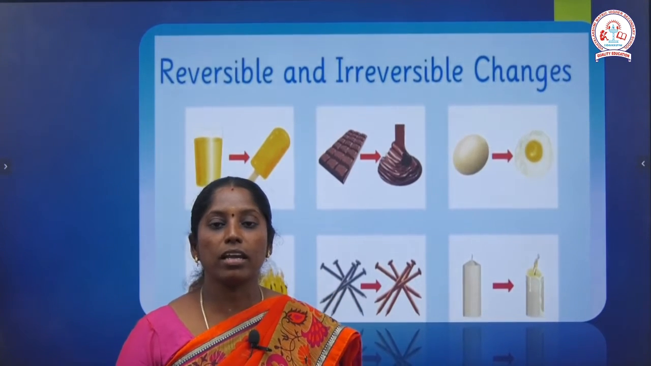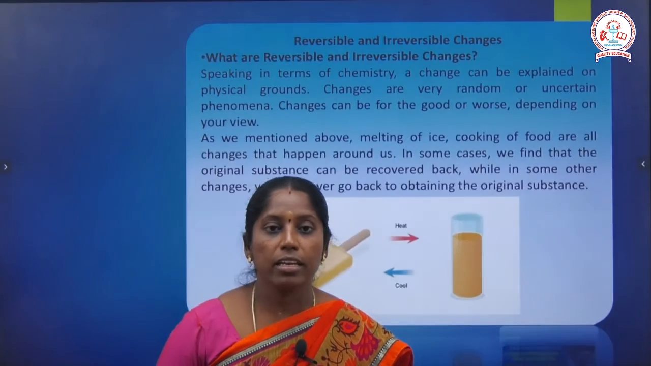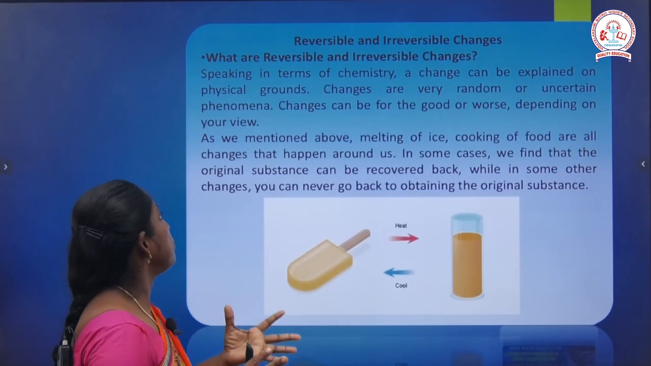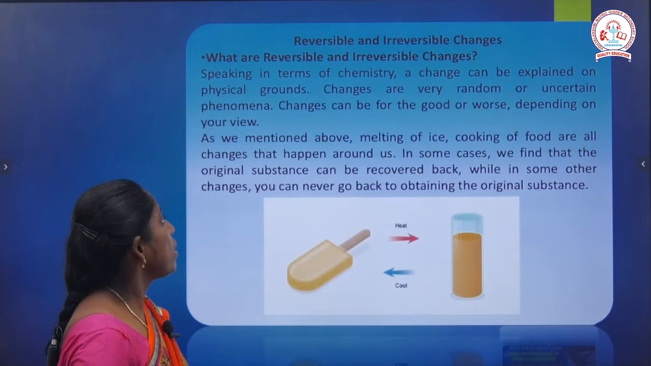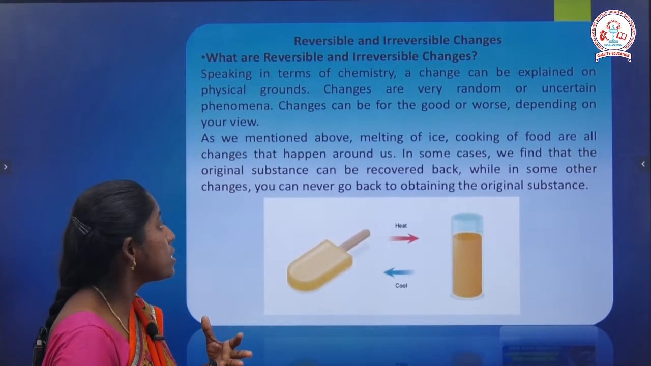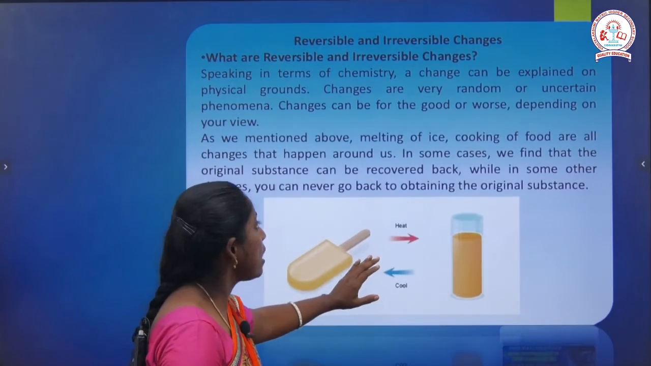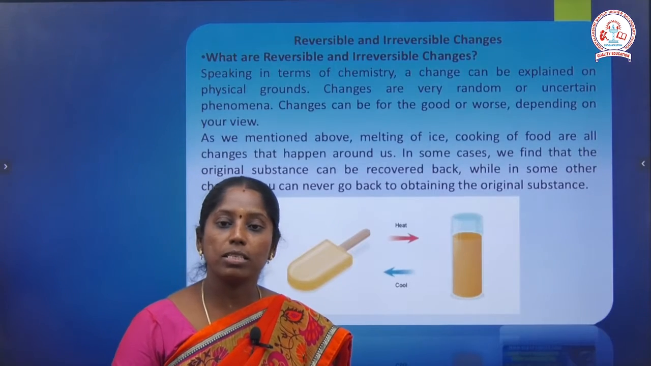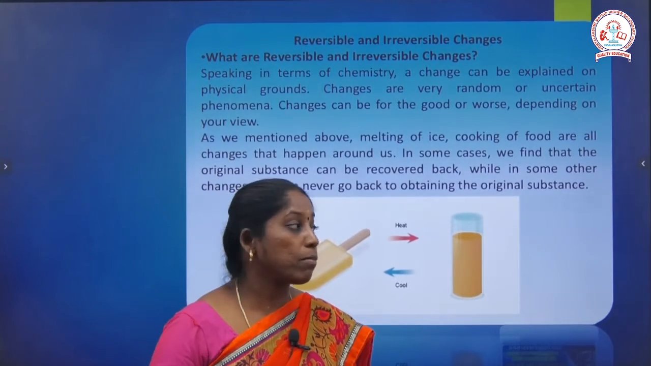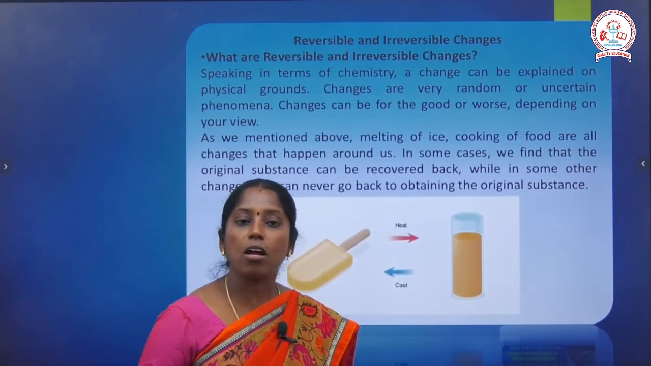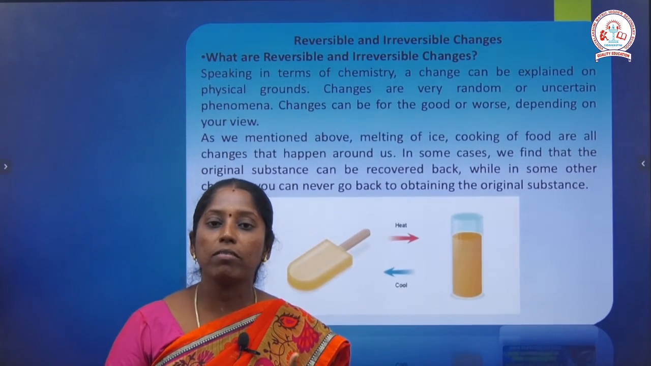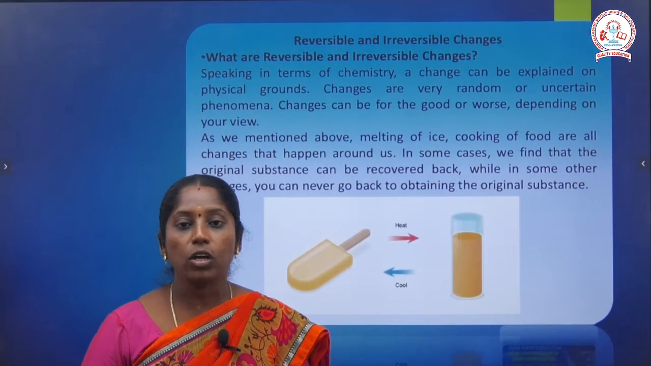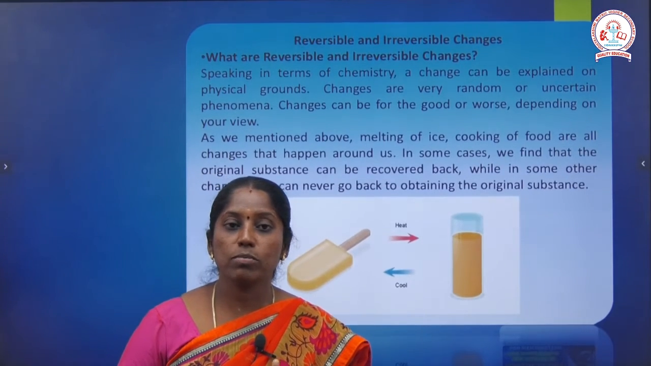These are the examples of reversible and irreversible changes. Then next, what is the meaning of reversible and irreversible changes, children? Changes are random and uncertain phenomena, and changes can be for the worse. We can mention many examples of reversible change. Melting of ice: what kind of change is that? Reversible. Again we can get back ice, that is called reversible. But cooking of food is not reversible, that is irreversible. It will not be recovered again or come back into the original substance, that we can call irreversible changes.